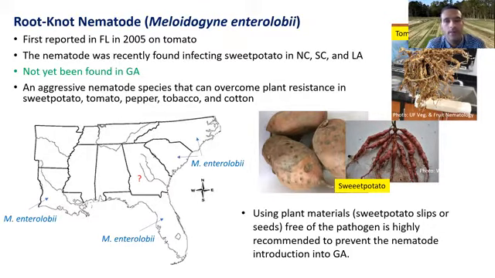However, our survey will continue next year, and if you are interested in collaborating in our survey, please contact me or your extension agent so that we can collect samples from your field. One thing that I'd like to mention about this nematode species is that it is very aggressive for production of most vegetable crops as well as row crops. For example, cotton and tobacco are also excellent hosts for this nematode.